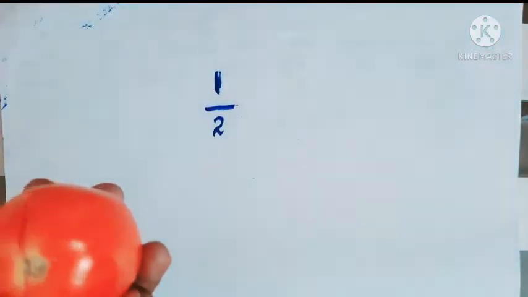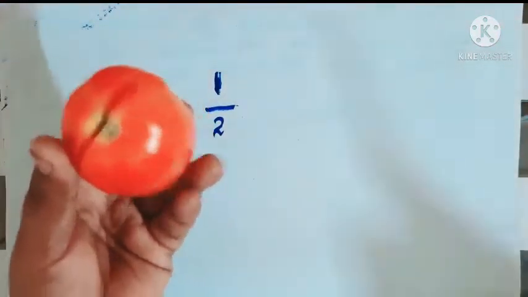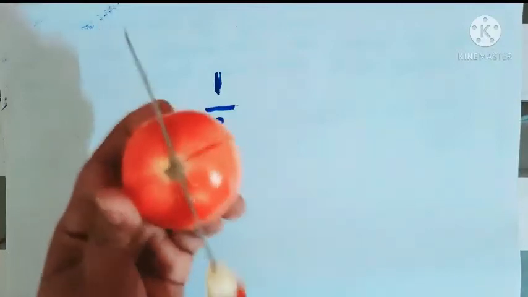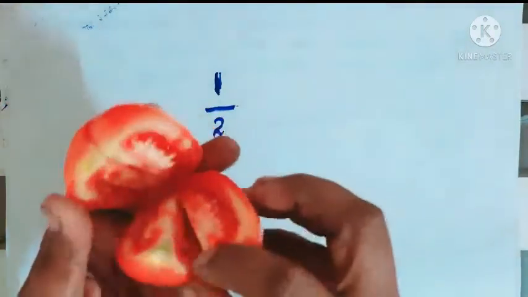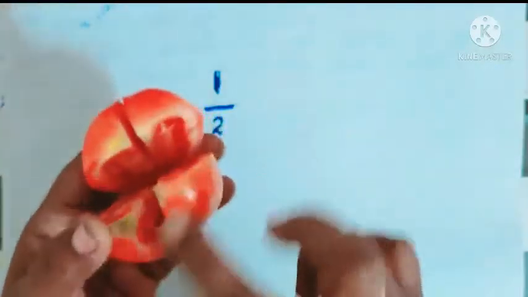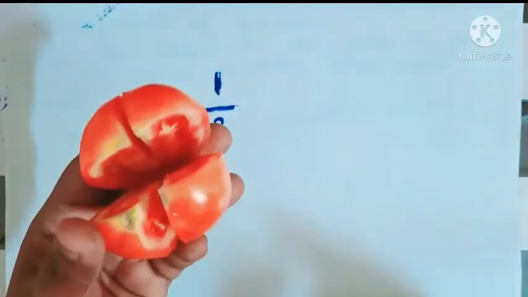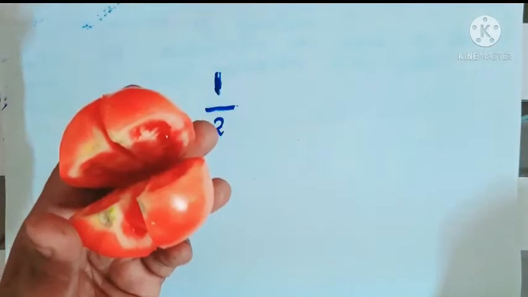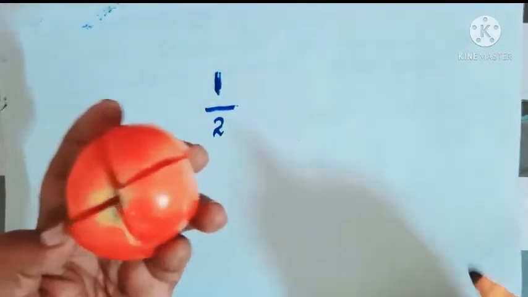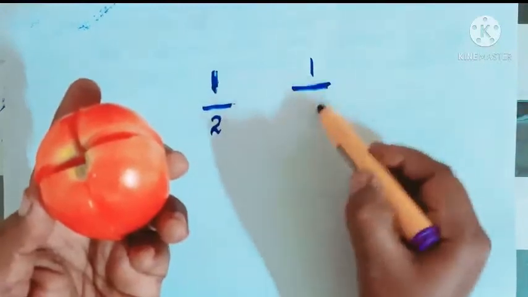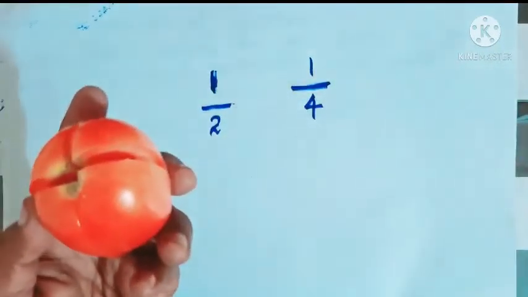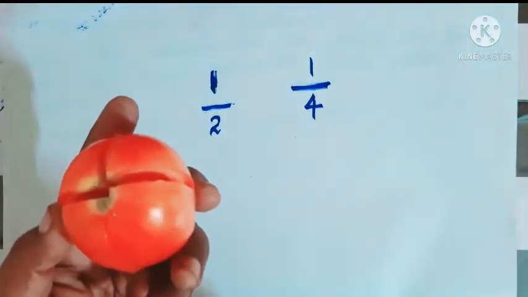Okay, fine. Now, again I am going to cut this. What happened? It became how many pieces? Very good. It became four pieces, isn't it? But it is what? One tomato. So, one tomato, I cut it into four pieces. It became 1 by 4.